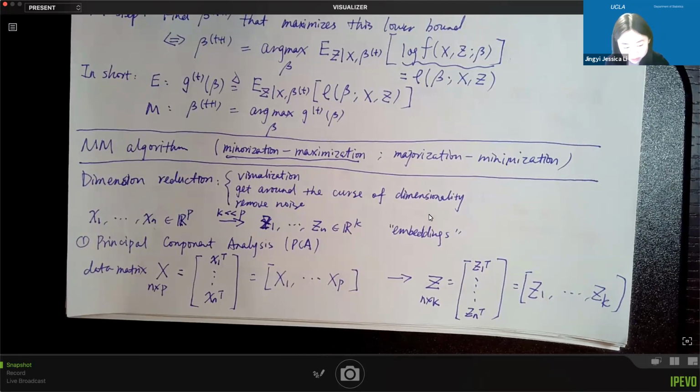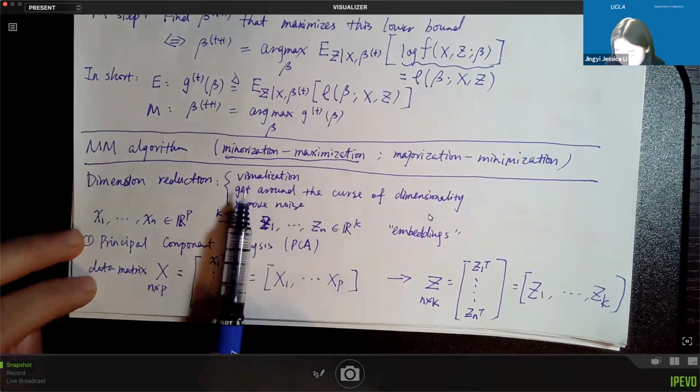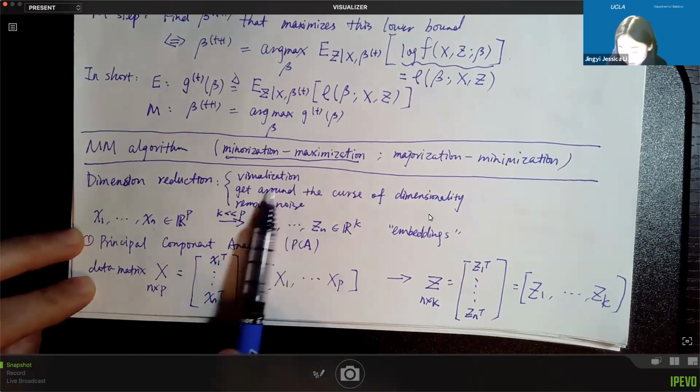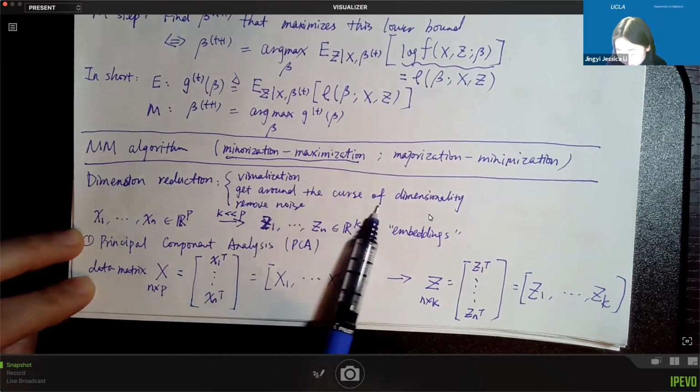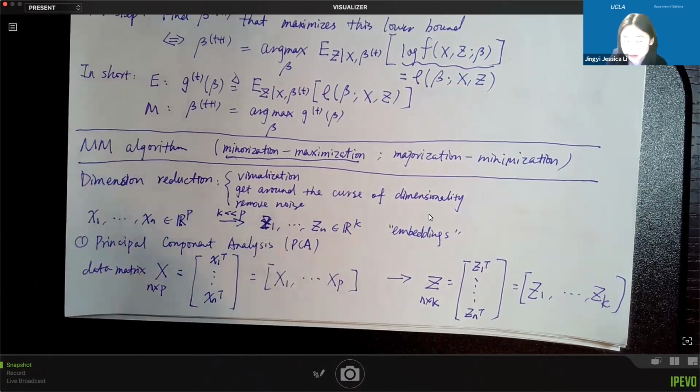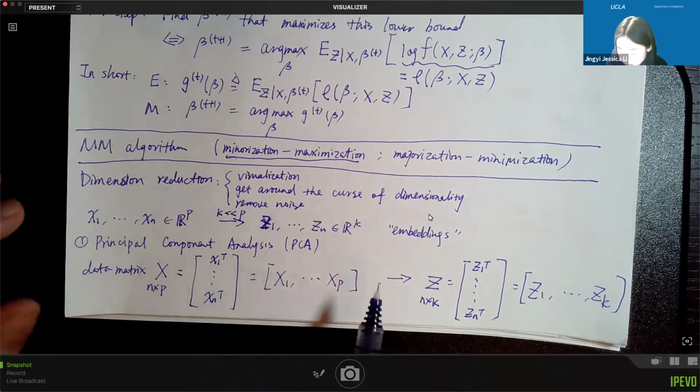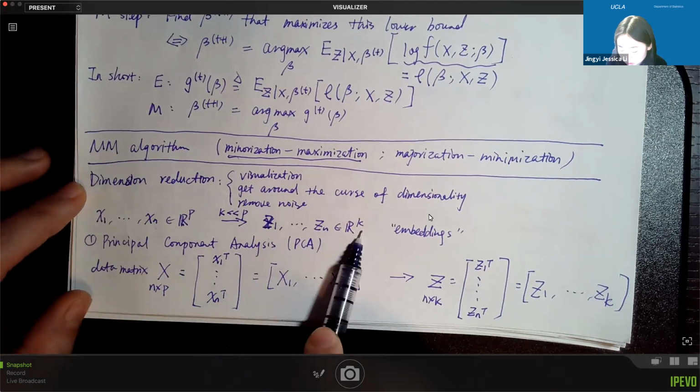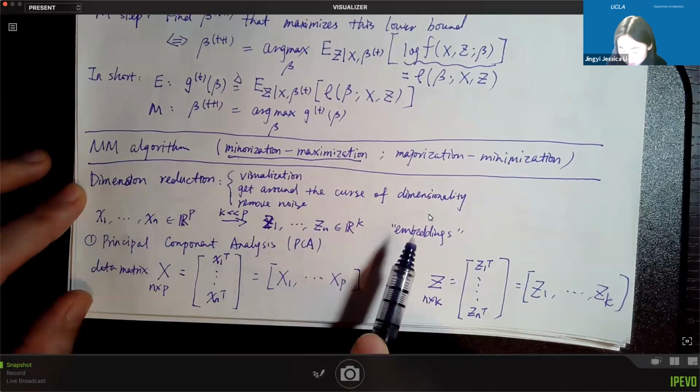As a recap, we have discussed the purpose of doing dimension reduction, including data visualization, reducing the dimension to get around the curse of dimensionality, and removing noise by keeping only the major dimensions, which preserve some important data characteristics. We call the low-dimensional data after the reduction low-dimensional embeddings.